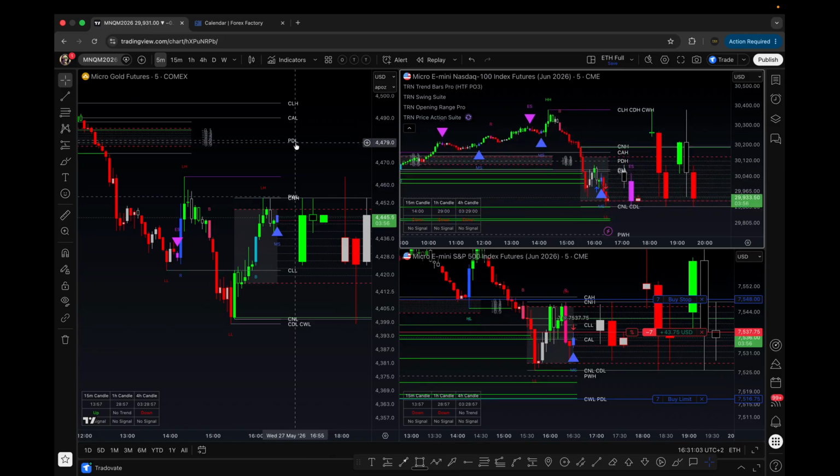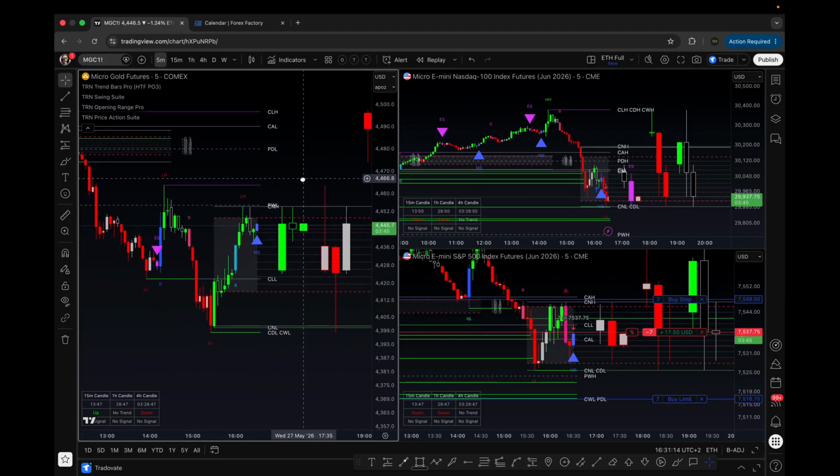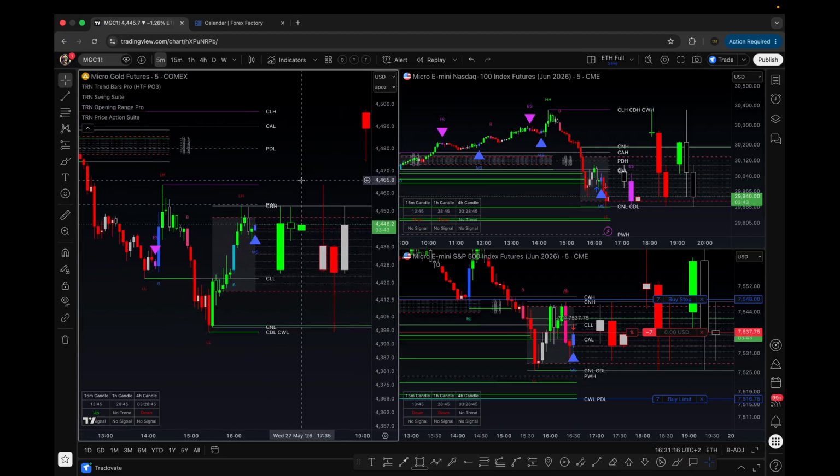Let's see where this goes. Looks like gold wants up again here, but still we're lurking inside the opening range here. Let's see. We had a strong Judas swing at the beginning of the open.